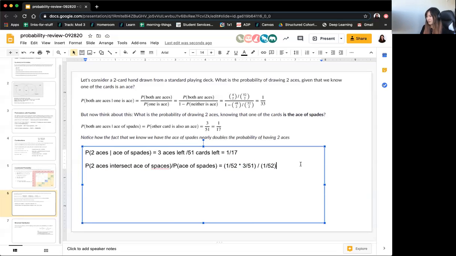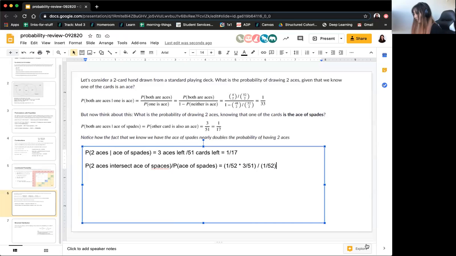Okay, gotcha. Yeah. The next one is a little bit tricky, or I guess the one before. Yeah, I had trouble understanding what they did up there. Like the 4 choose 2 divided by the 52 choose 2. Like where they got that, I guess.